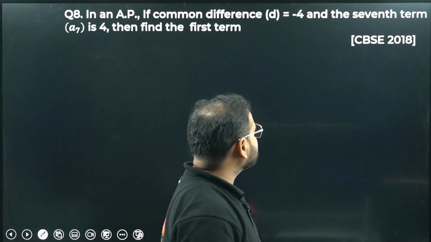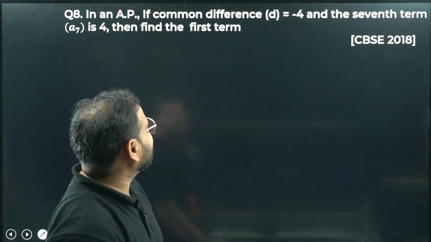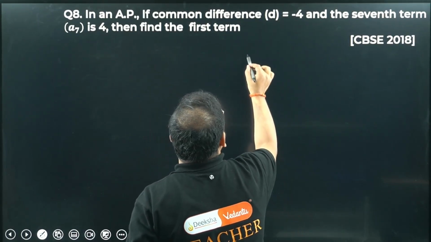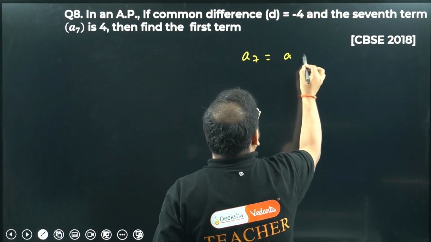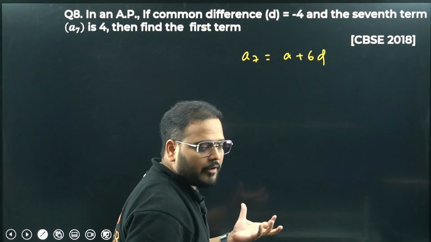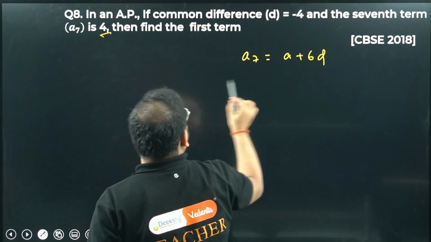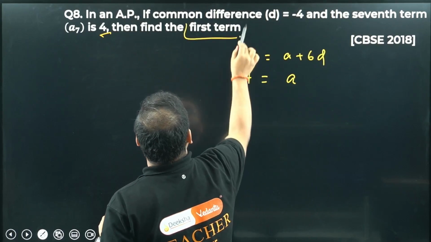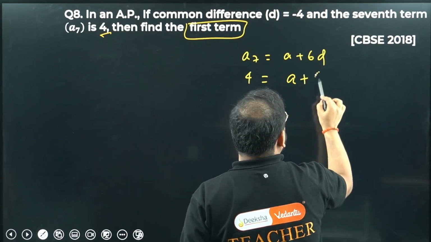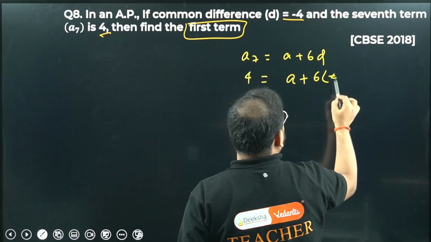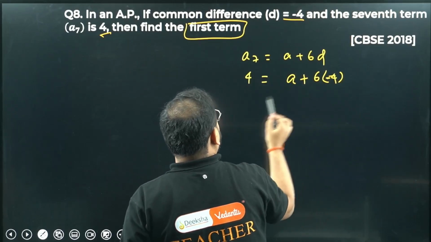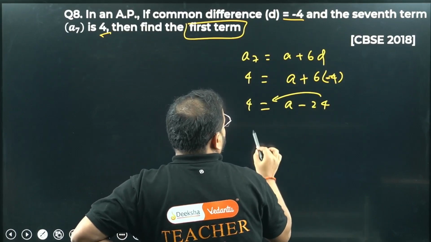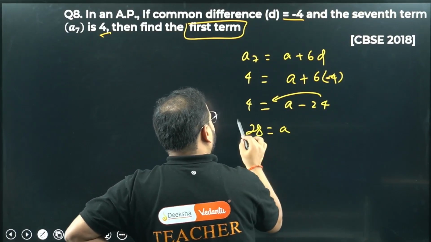In an AP, common difference d is minus 4, and the seventh term is 4. How do we write the seventh term? a7 equals a plus 6d. a7 is given as 4. What's a? That's what they're asking, the first term. 6 times d, so minus 4. I get 4 equals a minus 24. Bring it over here and I get 28 equals a. Answer is done.